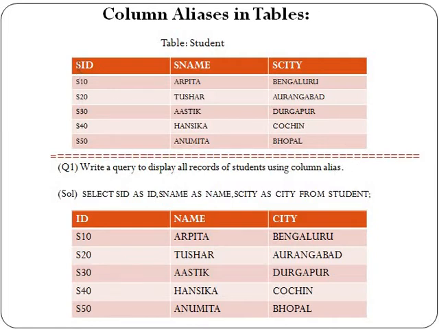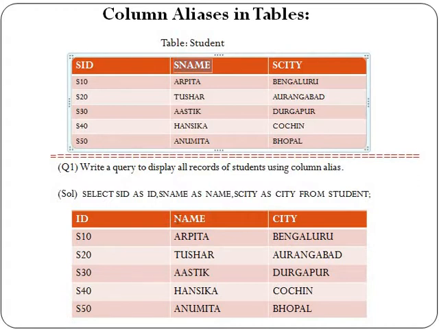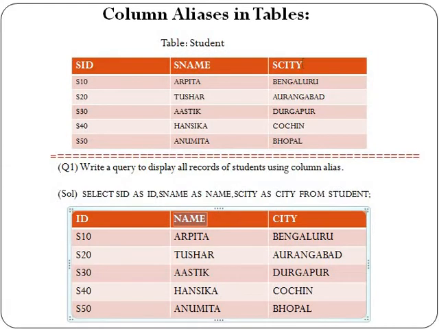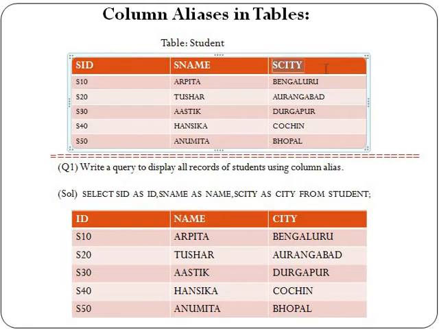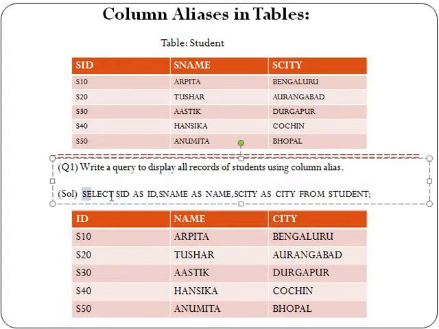Let me give the alias name for the column SID as ID, the alias name for the column SNAME as name, and the alias name for the column SCT as city. Now for this I have to write a select statement like this. You start with select and then put SID as ID. Here ID becomes the alias name for the column SID.